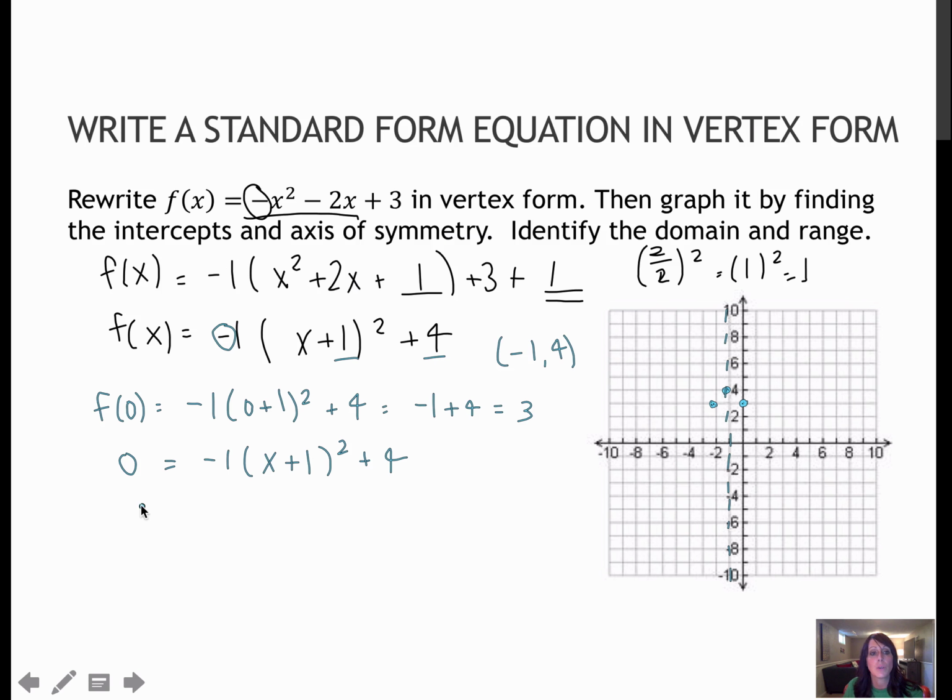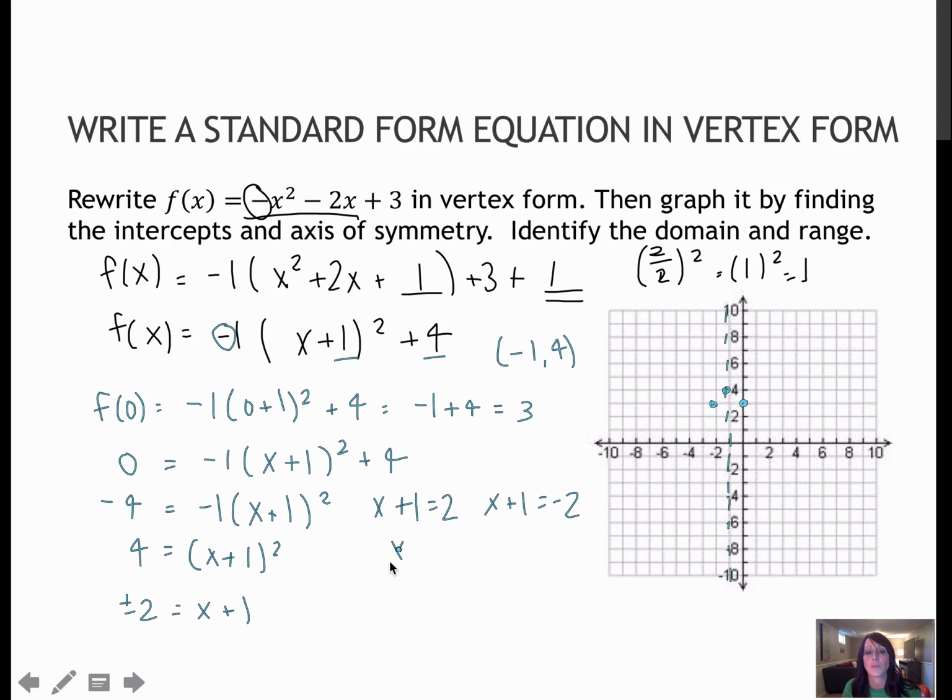I'll subtract the 4. I'll divide each side by negative 1. And then I'll take the square root of each side, which gives me plus or minus 2 equals x plus 1. To find those two values, I say x plus 1 equals 2, and x plus 1 equals negative 2. Subtract 1 from each side, I get x equals 1.